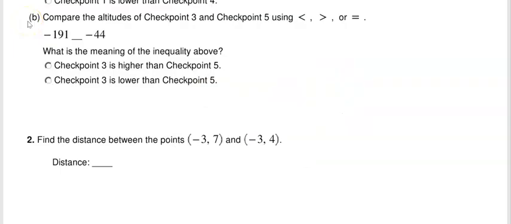Okay, for number two, it says find the distance between the points, and then here's your coordinate planes, -3 and 7, and -3 and 4. So find the distance between those two.